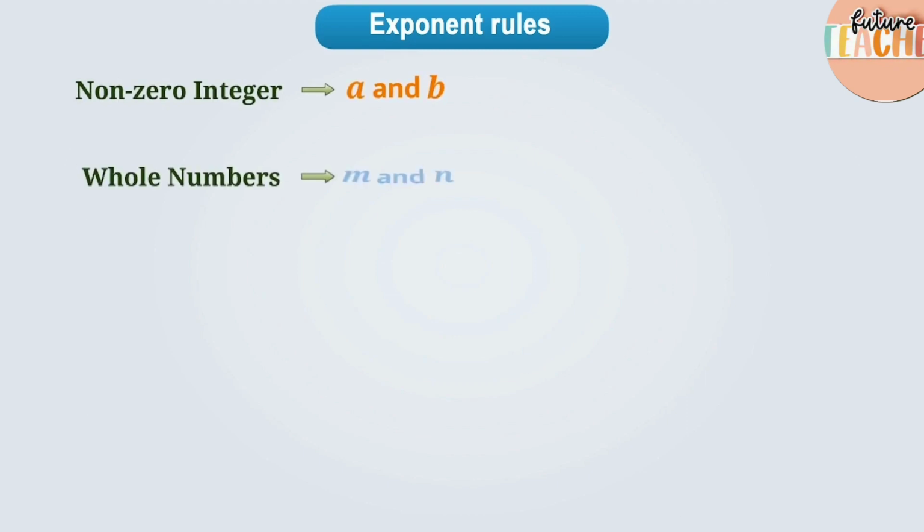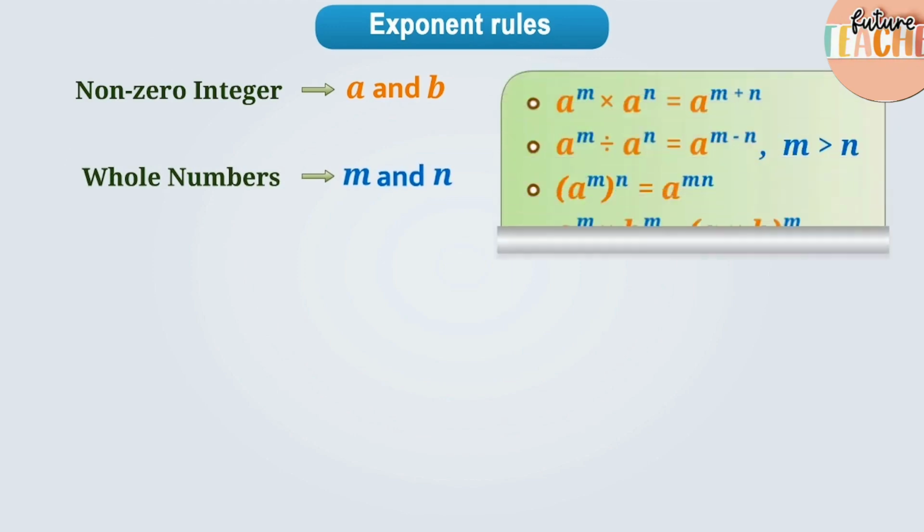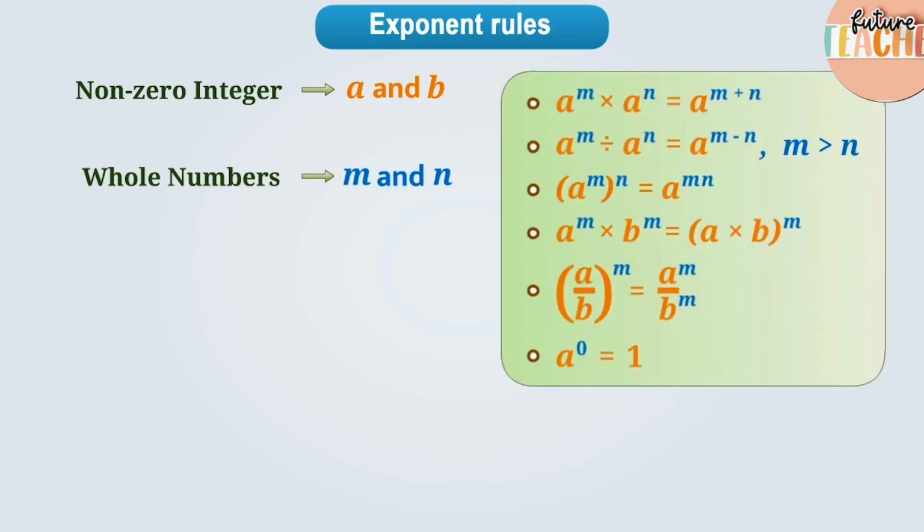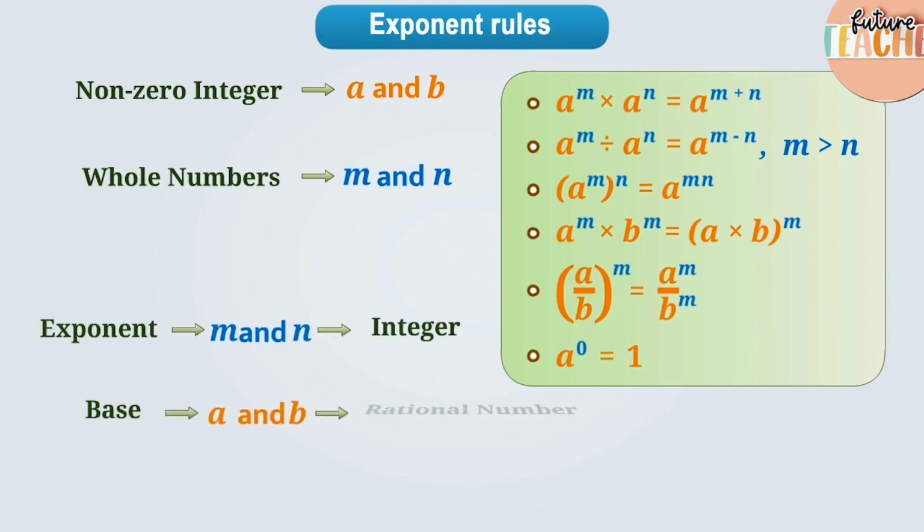In the previous class, we learnt that for non-zero integers a and b and whole numbers m and n, the following rules apply. Just think, will this rule also apply to numbers whose exponents are integers and the base is a rational number? Think a little.